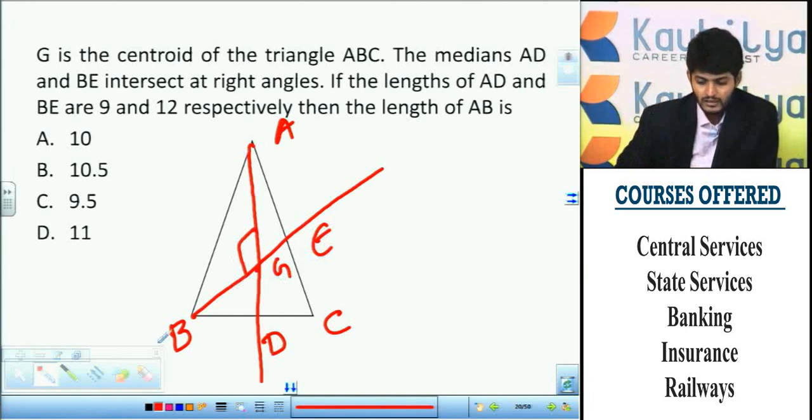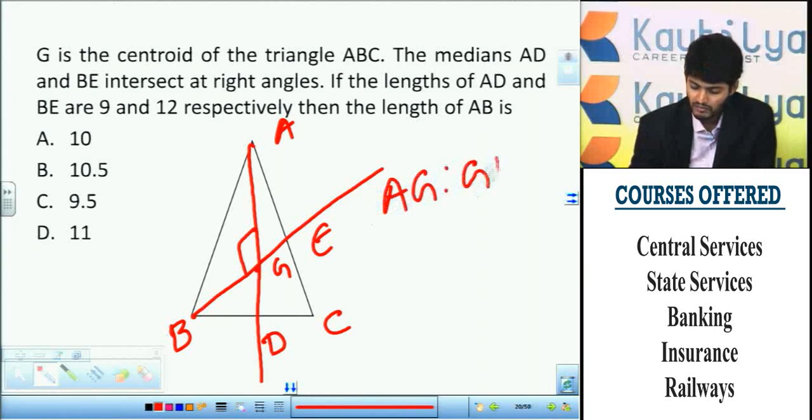Now in this case the length of the median AD is given as 9. Always remember, whenever you draw three medians, they intersect at the point centroid. The centroid divides the median in the ratio 2:1. So if I have to write here, I will write AG is to GD from the vertex. Always take it from the vertex. This is two parts and this is one part.